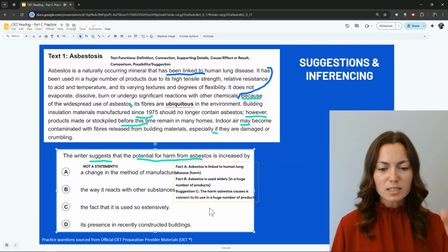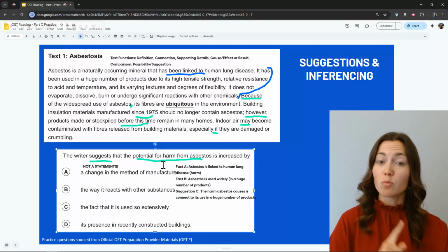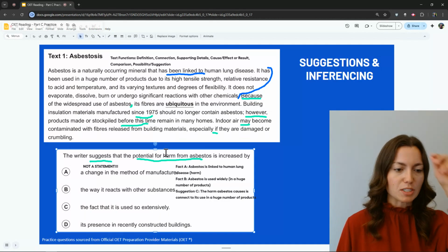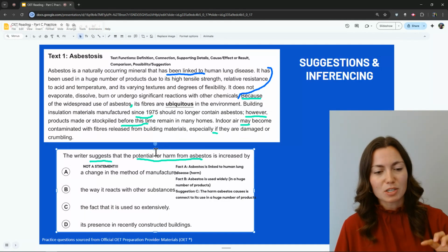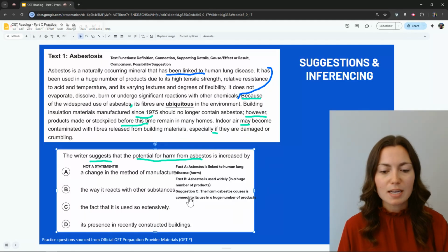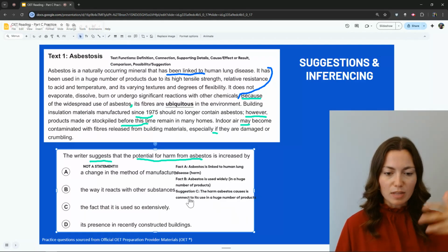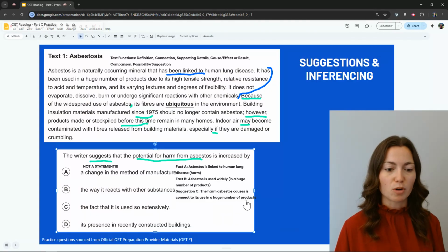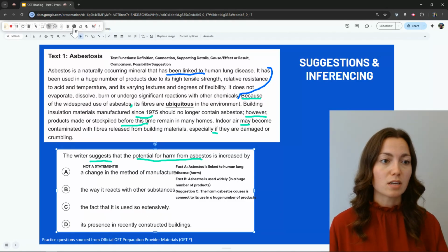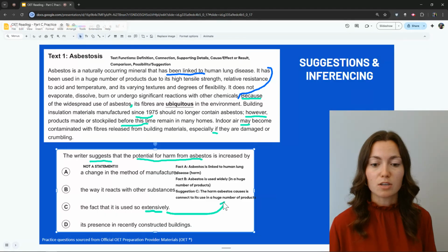So what's often the problem here is we go, well, but the text doesn't say that. But that's what they want you to do. They want you to take the facts and build that. So now if we go back to the question, what's missing? It's this question of what's there and what's needed. So the potential for harm from asbestos is increased by what? Well, we know it's connected to this. We see that presented. So which one is reflecting that second idea that's missing, the huge number of products? Well, C, the fact that it's used so extensively. Extensively, also, if we think of the vocabulary connection there, being used in a huge number of products.